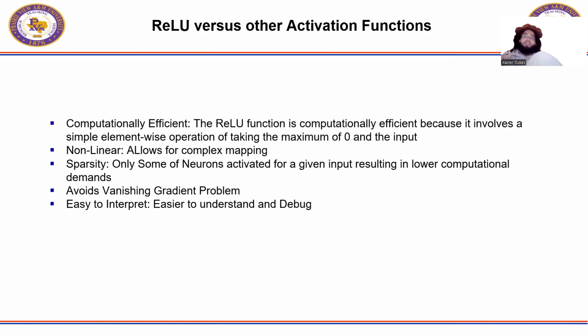So it's going to activate or it's going to be 0. Therefore, you don't have to consider certain things because certain neurons are never activated. It avoids the vanishing gradient problem, and it's easier to interpret and debug just because you either get an input or it's 0.